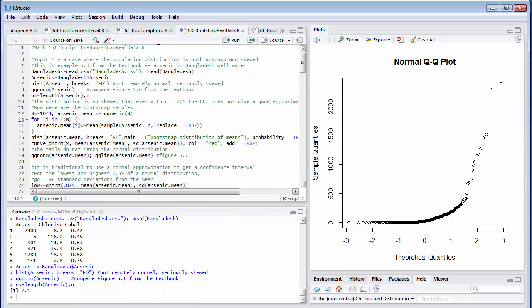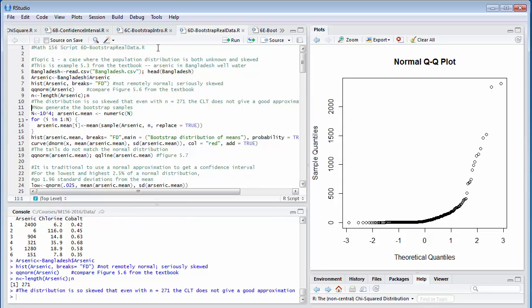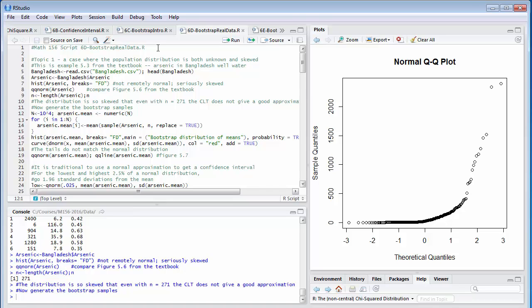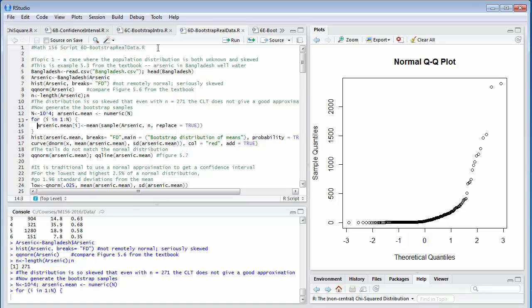How many samples have we got? We've got 271 samples, and with this large a sample, the central limit theorem still doesn't give us a good approximation. So let's bootstrap the data. We will do 10,000 bootstrap samples, store them in the numeric array arsenic.mean, and so 10,000 times what we will do is draw 271 samples with replacement from this sample of 271.